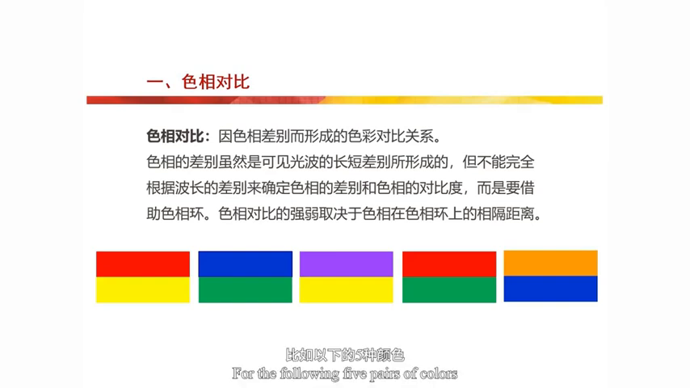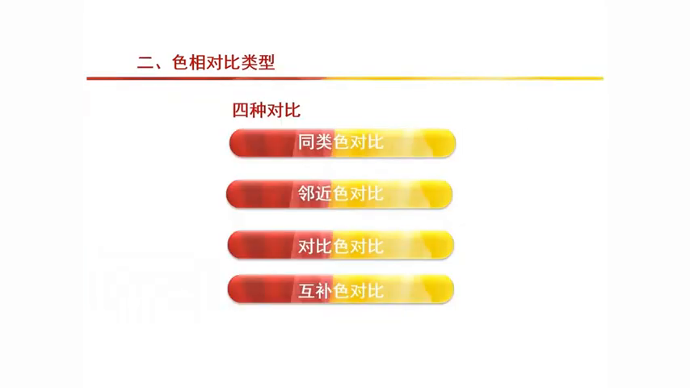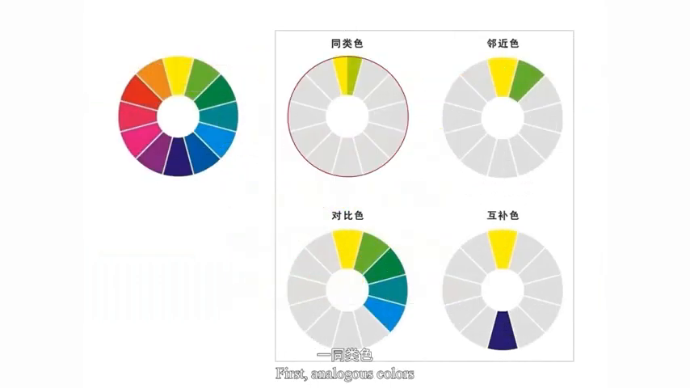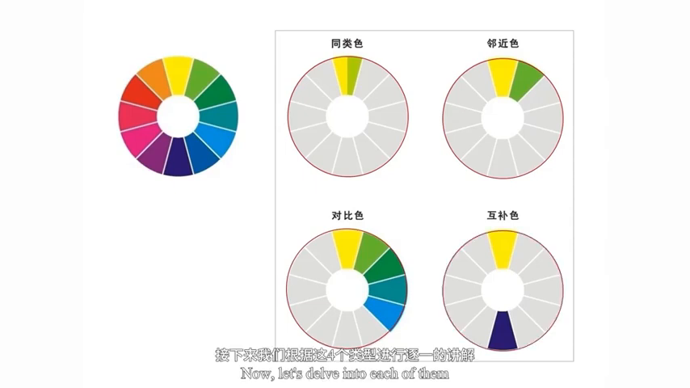The intensity of hue contrast depends on the distance between colors on the hue circle. For the following 5 pairs of colors, it is clear that the visual difference between the first and the third is particularly strong. Based on the distance between colors on the hue circle, we divide hue contrast into 4 types. First, analogous colors. Second, adjacent colors. Third, contrasting colors. Fourth, complementary colors. Now, let's delve into each of them.